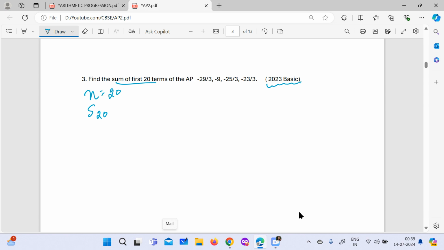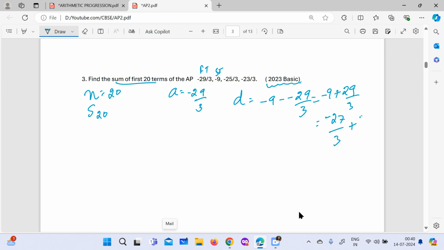Let's write other values. So we have here a equals minus 29 over 3, and then we need to calculate d. So d is nothing but second term minus first term. So this is our second term. So we will write minus 9 minus minus 29 over 3, which is minus 9 plus 29 over 3. So you solve this, you get minus 27 over 3 plus 29 over 3, that will give you 2 over 3. So you got the common difference here.